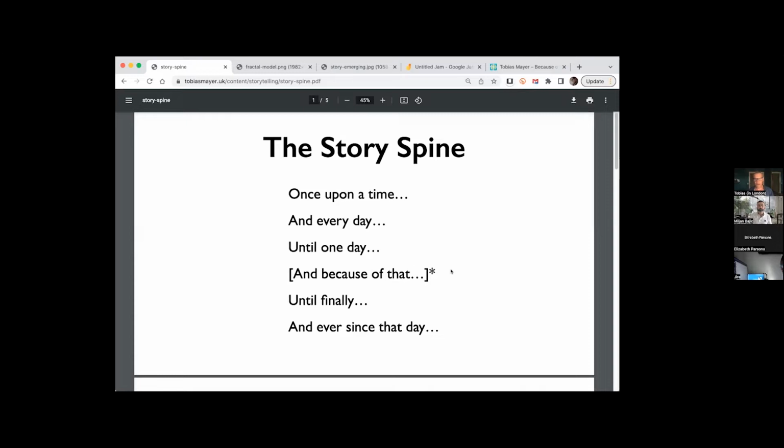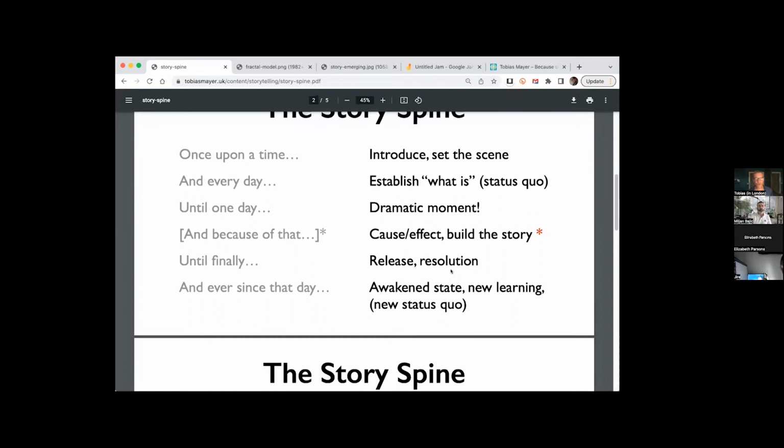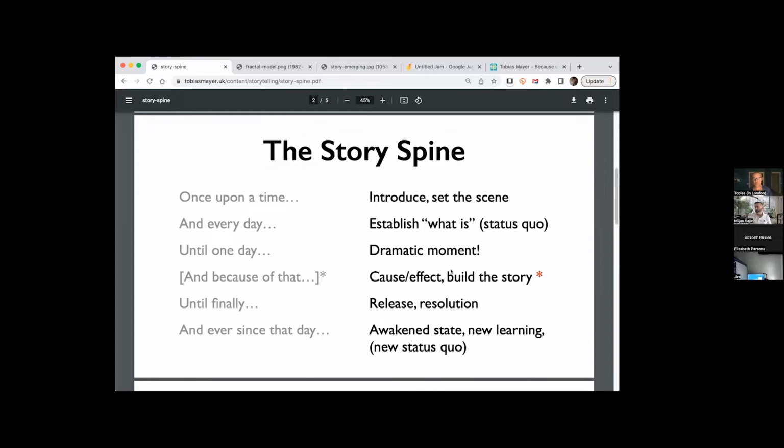So I sort of converted it, if you like, into a bit more of a general pattern. So once upon a time is essentially an introduction to the story and a setting of the scene. The everyday establishes the status quo, establishes where we are now. This is the way things are. Then there's a dramatic moment that changes the way things are. And there's a cause and effect here.